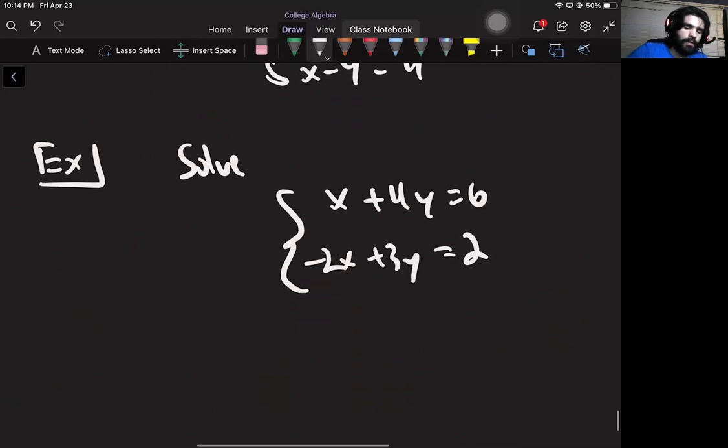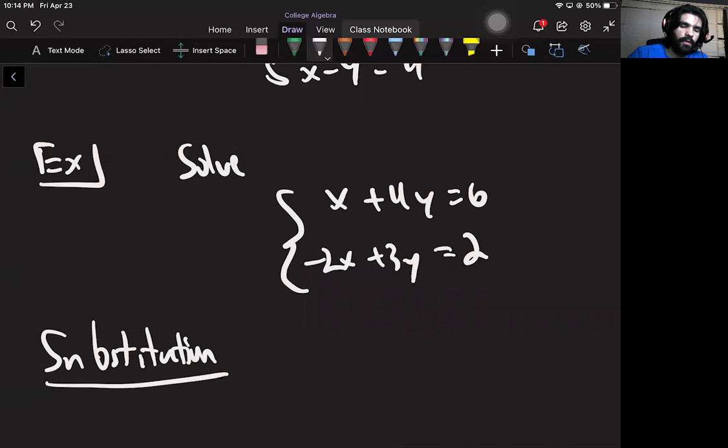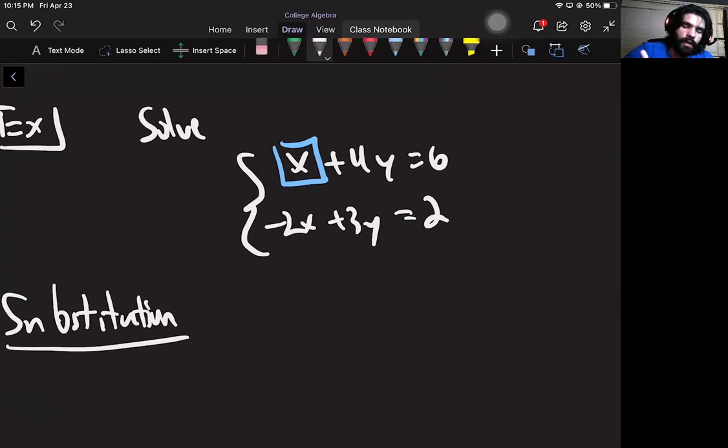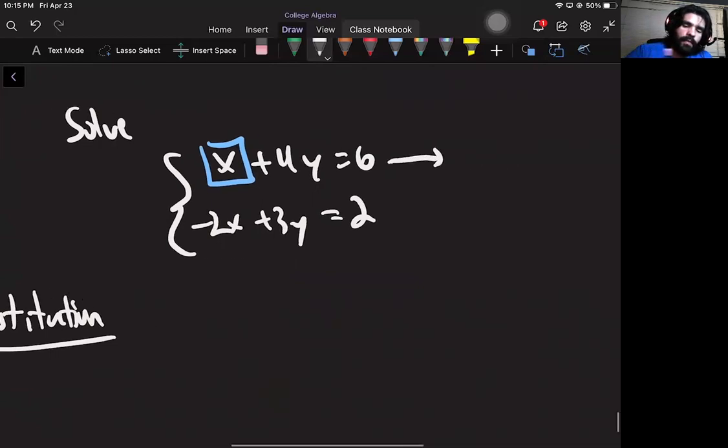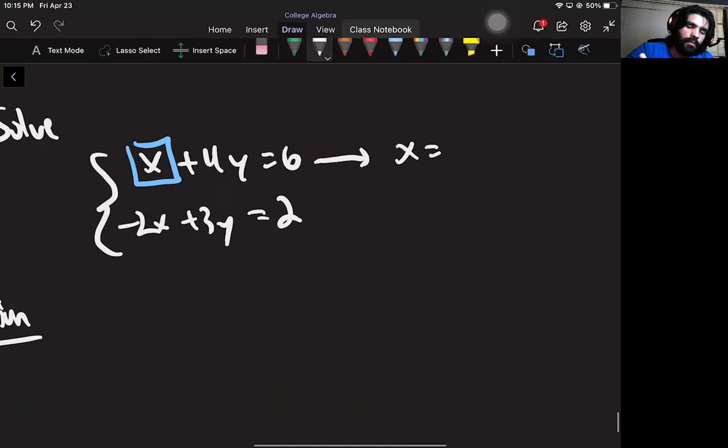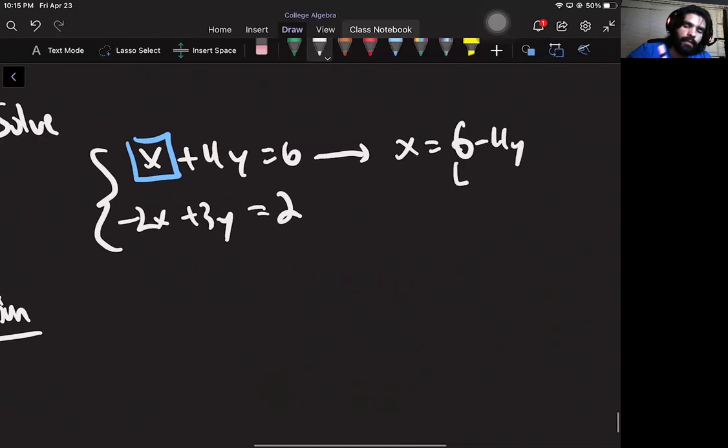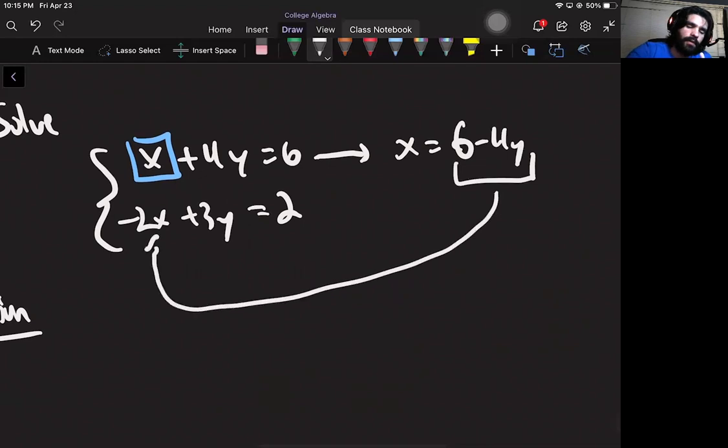So maybe I'll do a substitution here because I've done so much elimination. So substitution, I'll notice that this x looks very nice to me because I can solve for it quite easily. All I have to do is subtract this 4y over, and now I can plug this thing in for the x in the other equation.